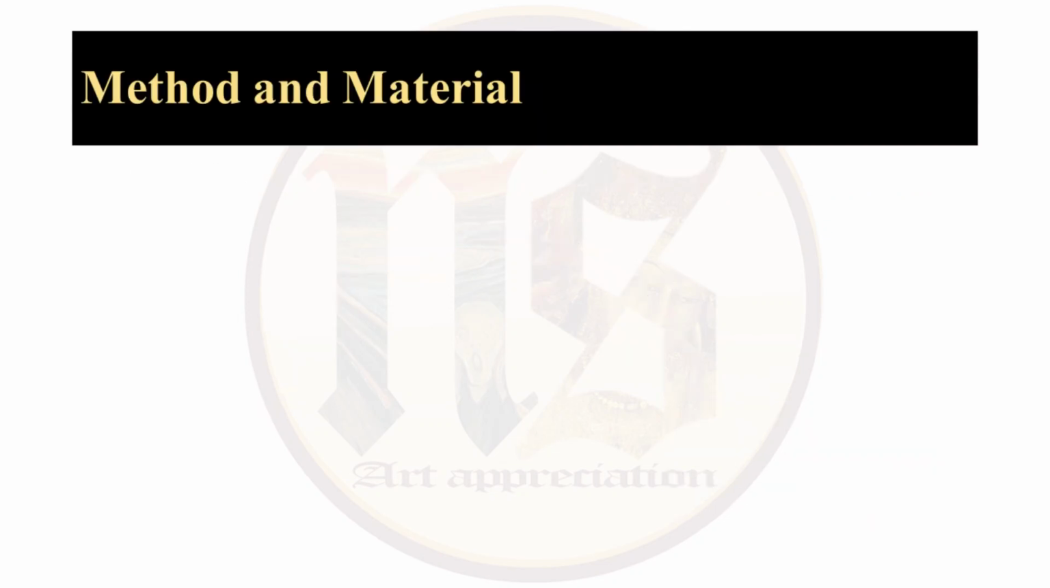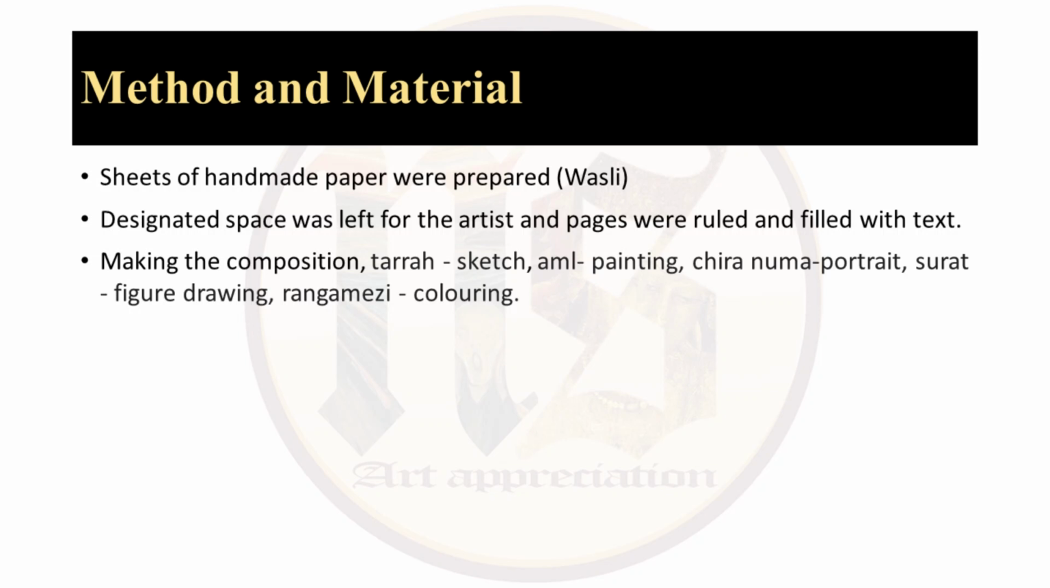practiced. Now let's quickly do the method and material of Mughal miniatures. I have covered this already in Rajasthani miniatures part 2. Please go through it, in which I have also said that the method remains the same, but the material can differ from region to region and the terms can also differ. So the first step was that sheets of handmade paper were used and they were cut to the size of the manuscript. Then designated space was left for the artist and pages were ruled and filled with text.